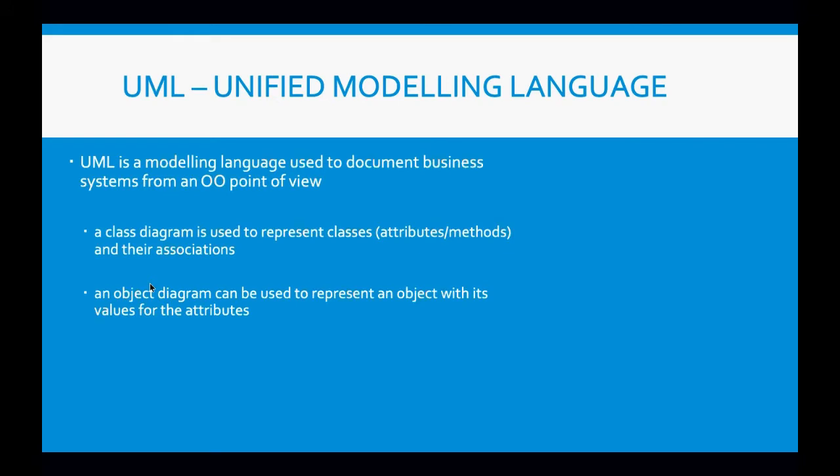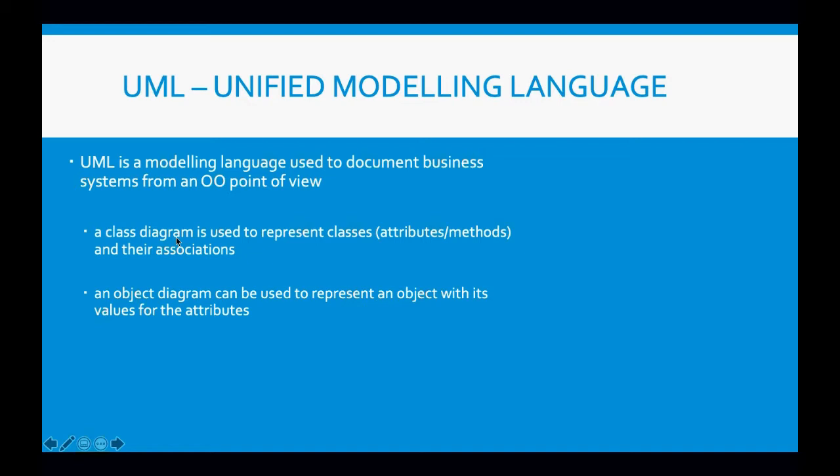classes and objects. Unified modeling language is the language used to document business systems from an object-oriented point of view. So you basically document what you want the project that you're working on, what you want your product to do, from an objective point of view. So you basically document them based on objects. And two of the diagrams that are associated with UML are class diagrams and object diagrams.